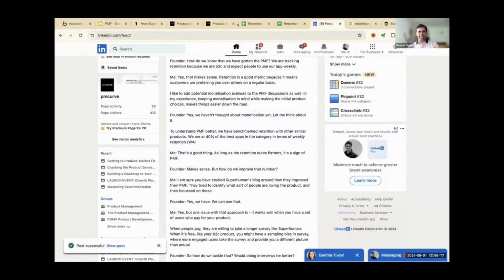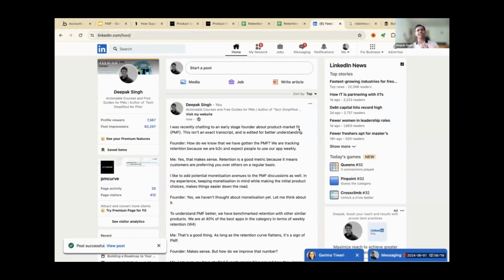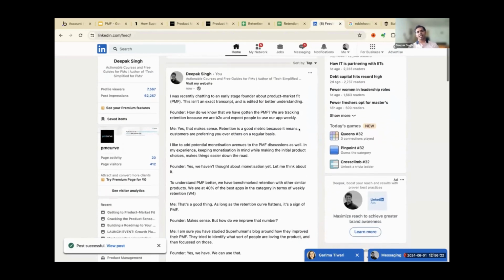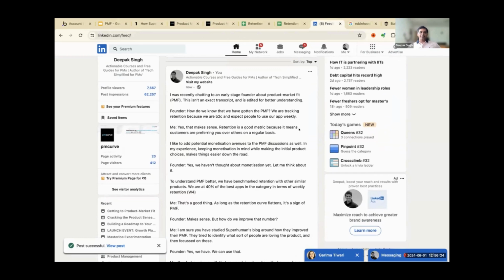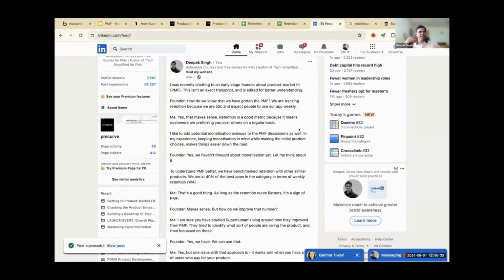So this is a post I was writing yesterday, which kind of sums up everything you are supposed to know about PMF, including, because I said context is very important, a transcript from one of the conversations I had last week, right? So it started with a founder asking me about the PMF, right? And this is a B2C app. They were tracking retention, right? And weekly retention on that.